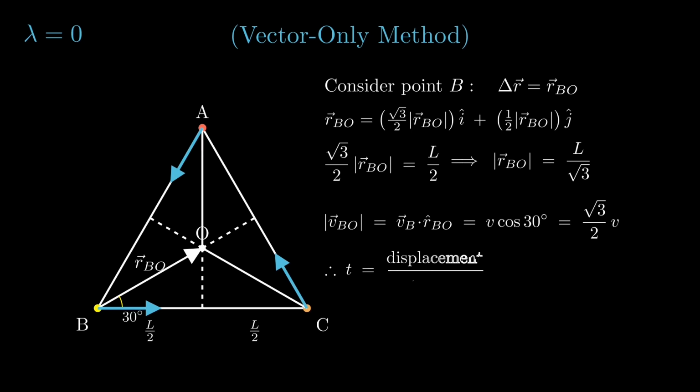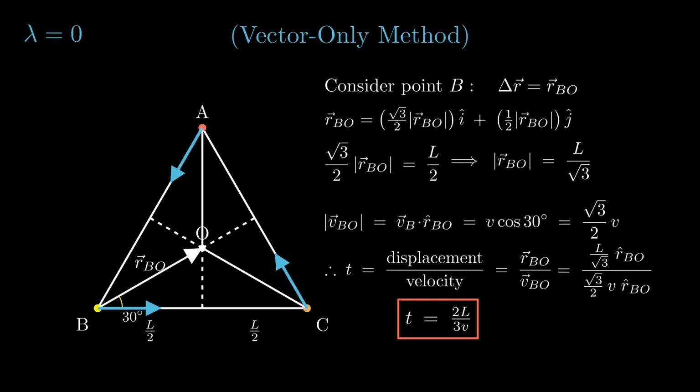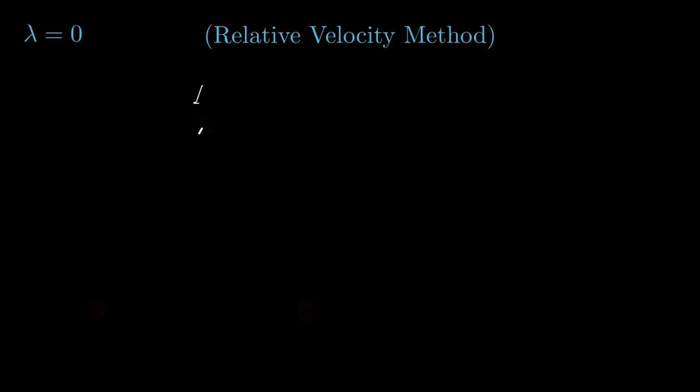So we have everything now to obtain the time. We just divide the displacement RBO by the velocity component VBO, thus obtaining T equals 2L by 3V. So we have solved the minimal case of this problem, one that appears in standard books of physics, be it H.C. Verma or Irodov. There is also another way to solve this problem for this minimal case that may appear short and clean by using the concept of frames of reference and relative velocity.